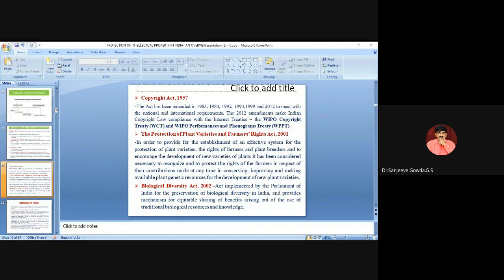Then, is there any transfer of patent once obtained? Yes, a patent is an exclusive property of the inventor, and hence it can be transferred from the original patentee to any other person by way of assignment, grant of license, or by operation of law. These are the three modes available to transfer the patent: assignment, grant of license, or operation of law.